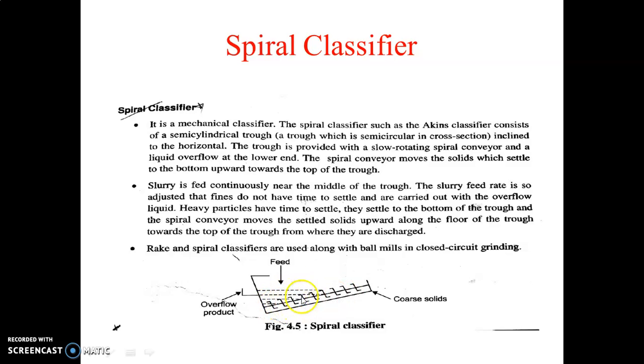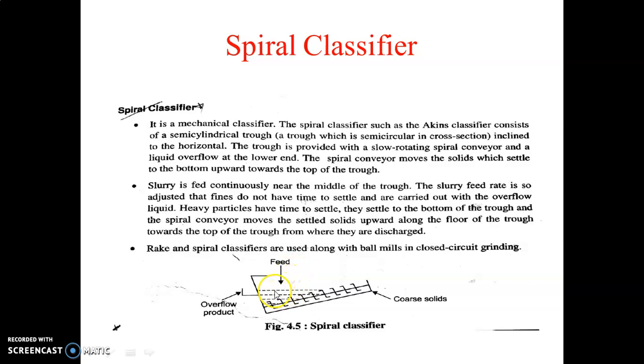So the coarse material is settled here, and this material is moved by the spiral conveyor. This spiral conveyor is rotated, and by means of this the coarse material is moving in this direction. Then the slurry you have to feed. So this is the construction. The slurry is fed continuously near the middle of the tank or trough.